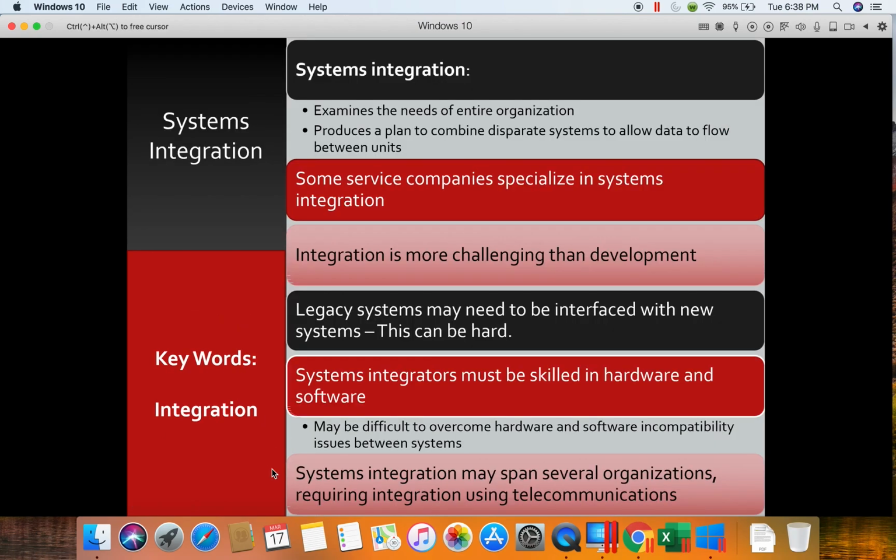Systems integration is a term that refers to when we have multiple systems that need to be connected or interfaced so that they will work together. This is often more challenging than the system development itself. Systems integration has to look at the information needs of the entire organization, or at least major divisions within it. And the analyst has to consider existing information systems and then produce a plan to allow new data flows to connect into those systems.